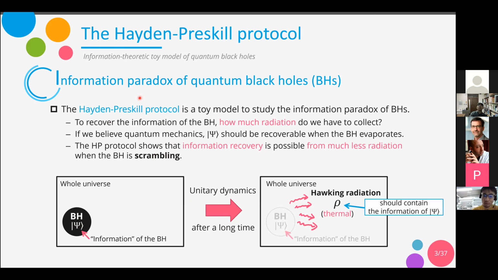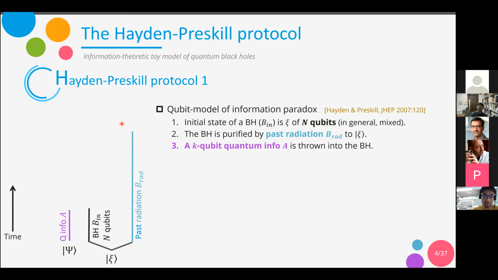And now let's move on to this protocol. This is a scheme of the Hayden Preskill protocol, and this is a qubit model of the information paradox.